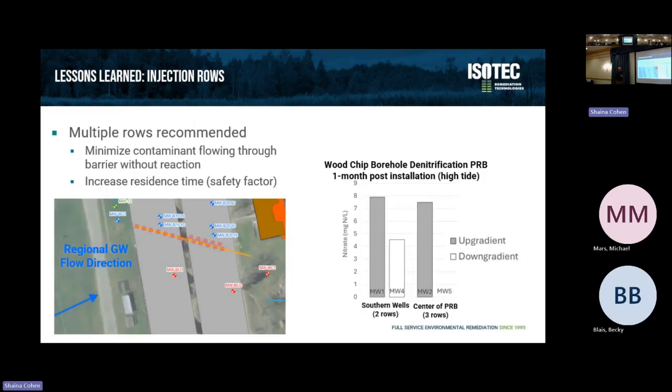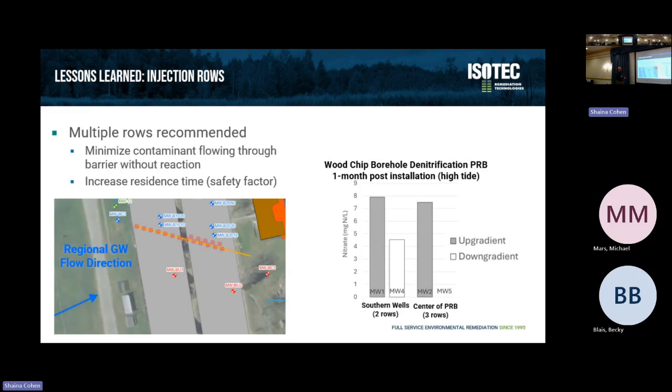The number of injection rows is really important, and it has to do with making sure we have a continuous barrier. If you have a single row, it's possible that groundwater could flow between injection points and not be treated. But with 2 rows or 3 rows, there's less likelihood for a contaminant to flow through a barrier and not be treated. It also can increase our residence time and our safety factor.